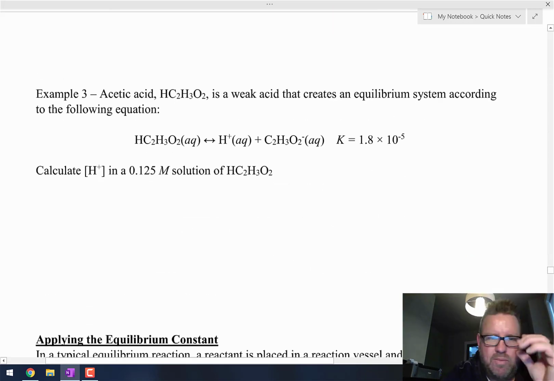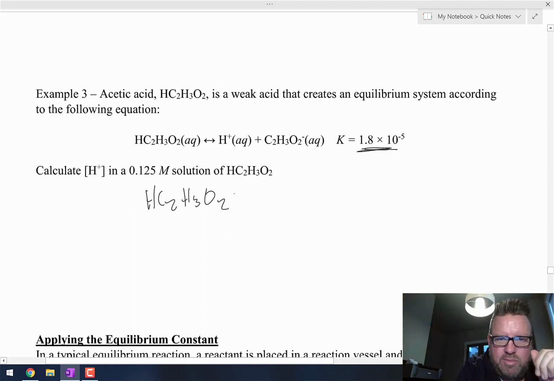All right, last one. Acetic acid, a weak acid, creates an equilibrium system. Calculate the hydrogen ion concentration in a 0.125 molar solution of that acid. So here they're giving us the equilibrium constant, and they want us to find the hydrogen ion concentration. Oh boy. First of all, let's write the equation again so we can make our ICE table.